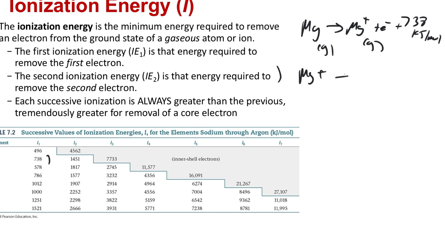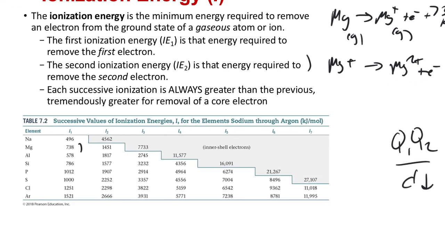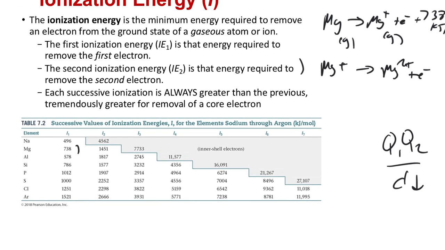So each successive electron is going to take more energy. Why is that? Well, if you take an electron off magnesium, what happens? It goes smaller. So the last valence electron of magnesium is now closer to the nucleus. Closer to the nucleus, more energy to remove. So we're just thinking that kappa Q1 Q2 divided by D, if you decrease the distance, you increase the energy of attraction, takes more energy to remove. And so the I2 of magnesium is 1451.